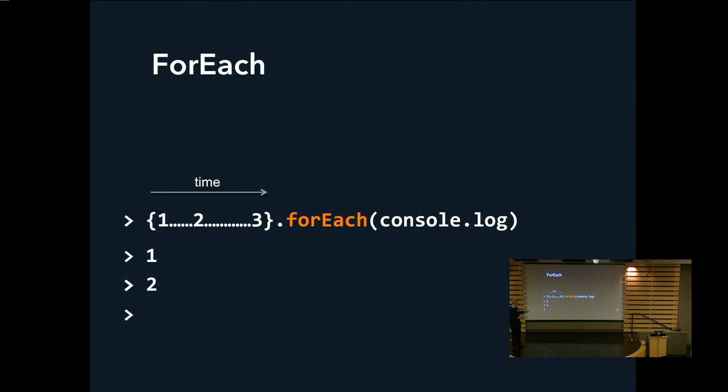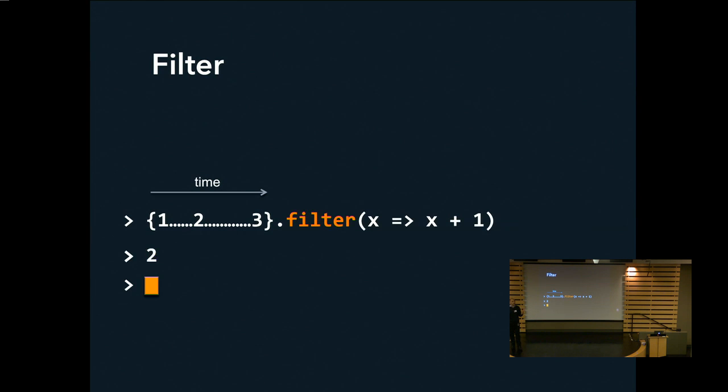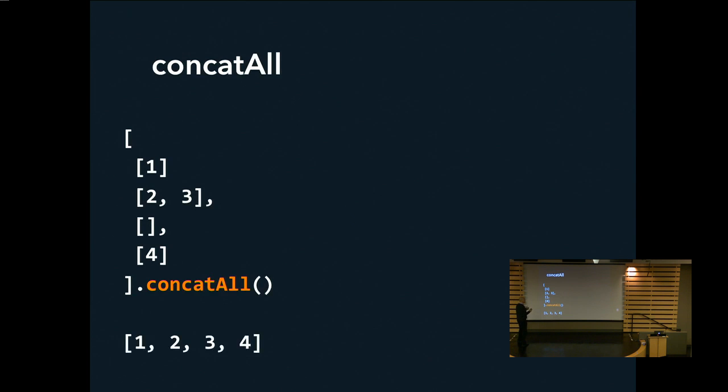So I get my results. Now, map, the exact same thing. I apply map to a collection, an event, and it applies a function to each item that comes out of that collection, and I get those translated values over time. Filter, I think you're starting to get the gist of it now. Same thing as arrays, we just get it over time. So all the skills that we learned over arrays can now be applied to events. And so concatAll, this is what it looks like for arrays.